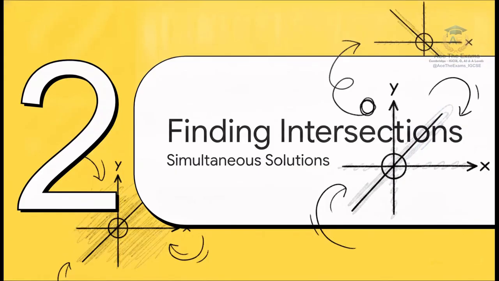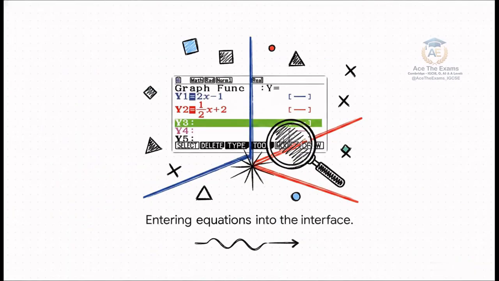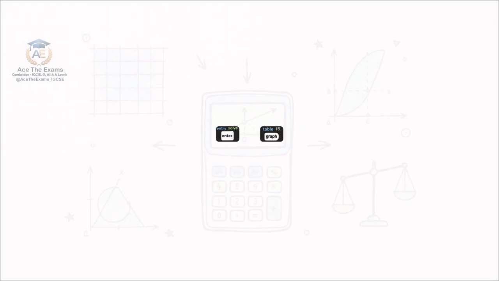Moving on to Section 2, Finding Points of Intersection, Simultaneous Solutions. So what happens when you plot two non-parallel lines on the exact same axes? They're going to cross. Finding that exact spot mathematically is called solving equations simultaneously. But instead of grinding through the algebra, let your calculator do the heavy lifting for you. You just input the distinct equations directly into the interface. Like you see here, we've got y1 equals 2x minus 1 and y2 equals 1/2 x plus 2. From there, the process is just beautifully straightforward.